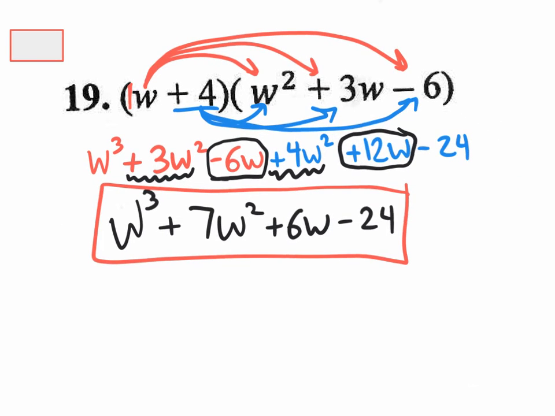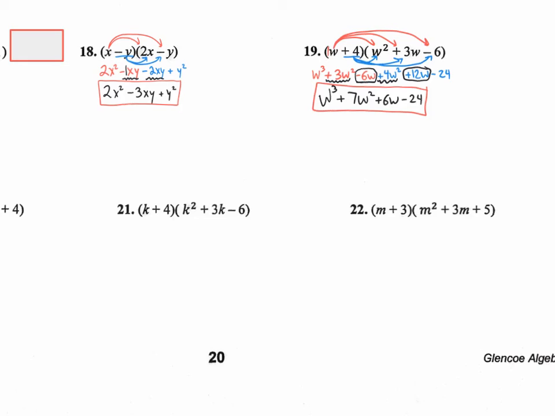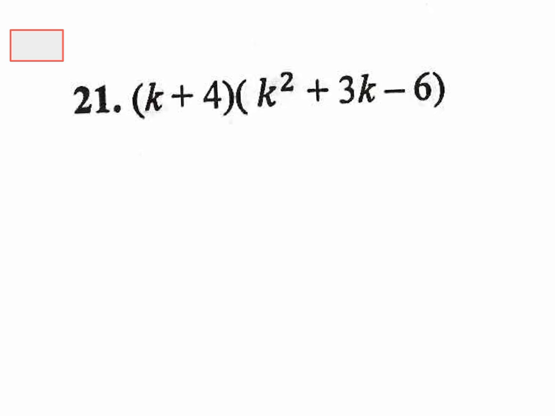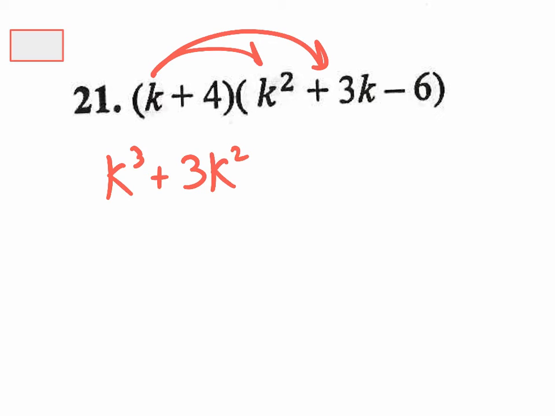I like setting it up like this and then using different types of symbols to show what I'm combining, like a squiggly underline, or a circle and a circle, or a straight underline and a straight underline, right? But we could do this a slightly different way. Let me show you. Like 21, when you distribute the k times k squared, that's k to the third. K times 3k, what's that? 3k squared. Remember, 3 times 1 is 3, and k times k is k squared. And then 1k times negative 6, negative 6k.